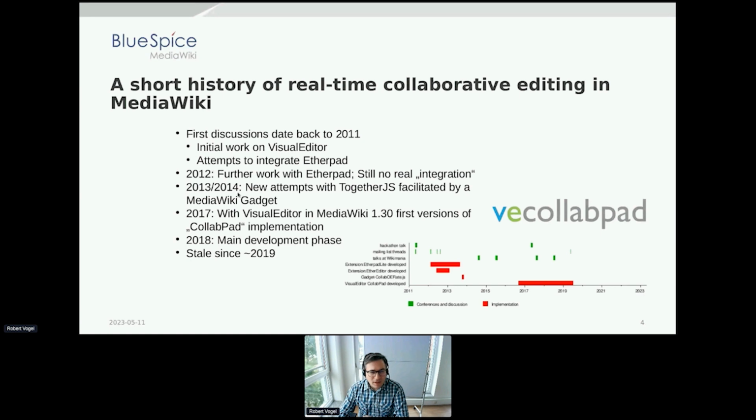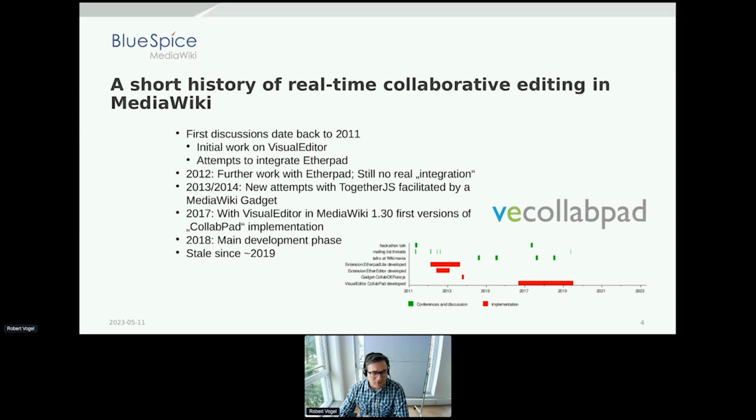Some time later, they tried a different technology, so-called Together.js, which is something from the Mozilla Foundation, the vendors of the famous browser. They brought up the Together.js tool, which was tried out using a MediaWiki gadget and evaluated, but eventually this was dropped also.